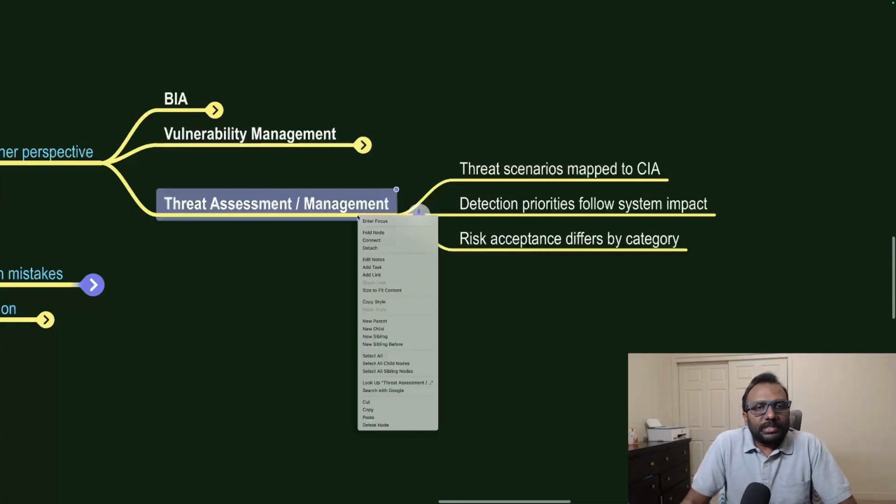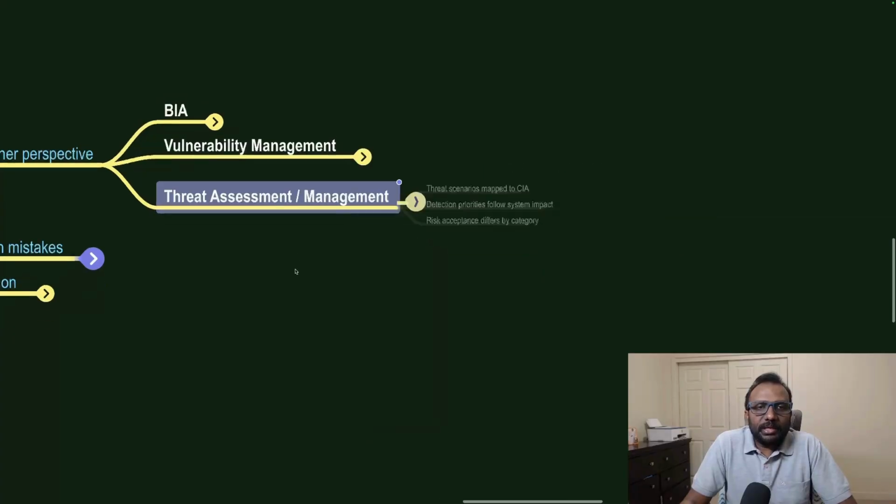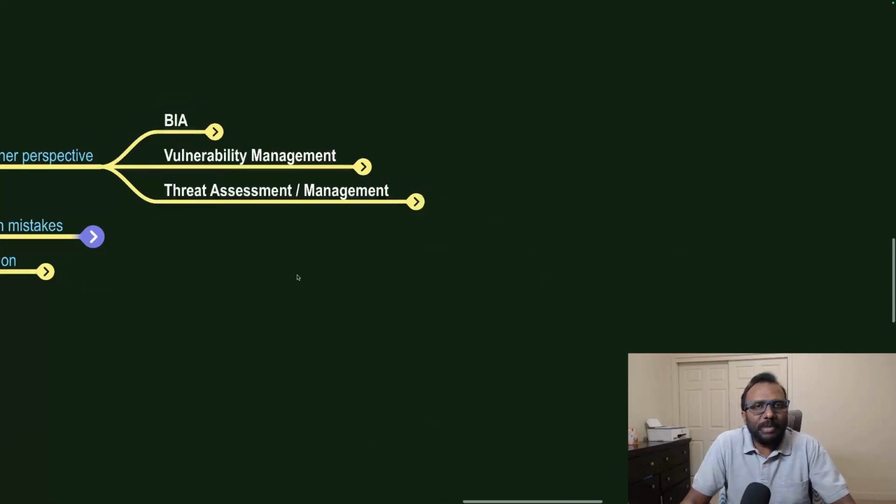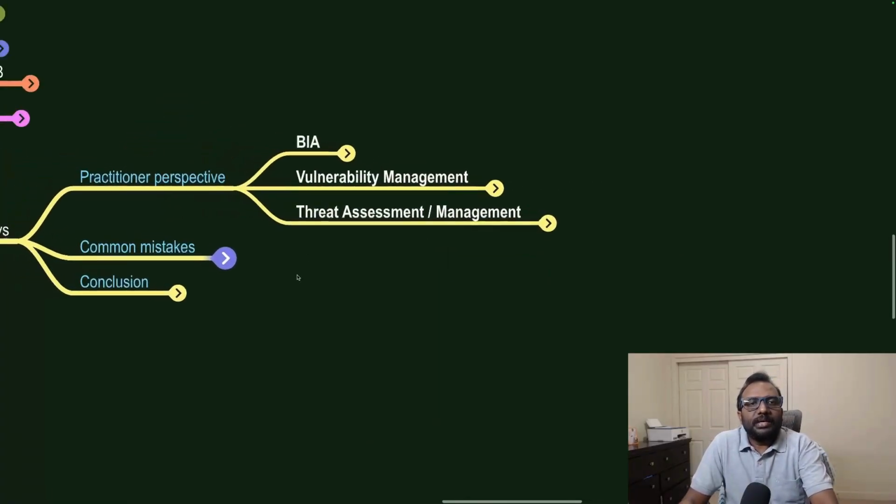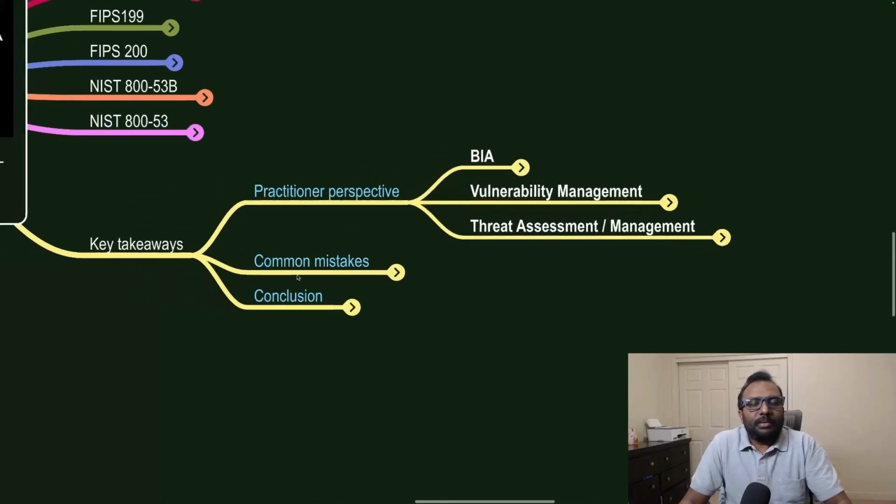So the categorization will help us in multiple areas of security, and a few of them I have given: business impact analysis, vulnerability management, and threat assessment and management.